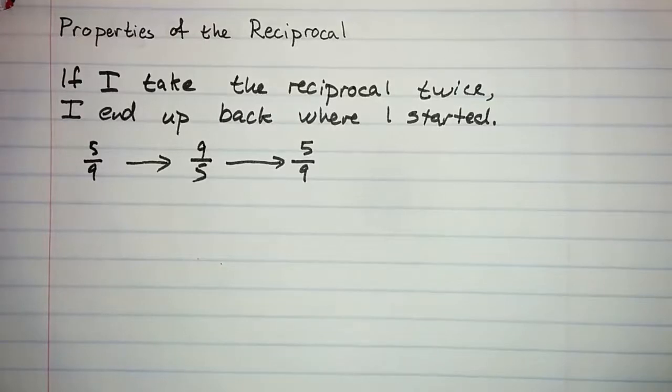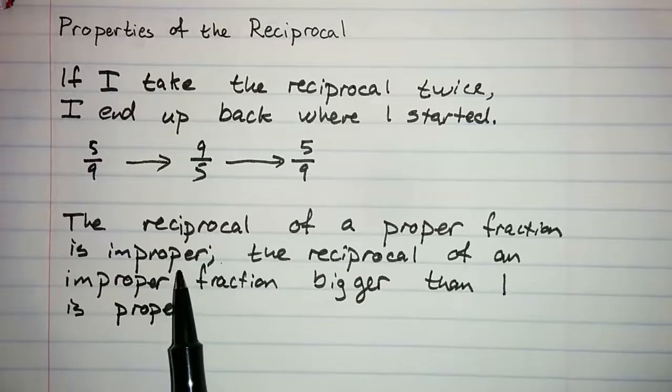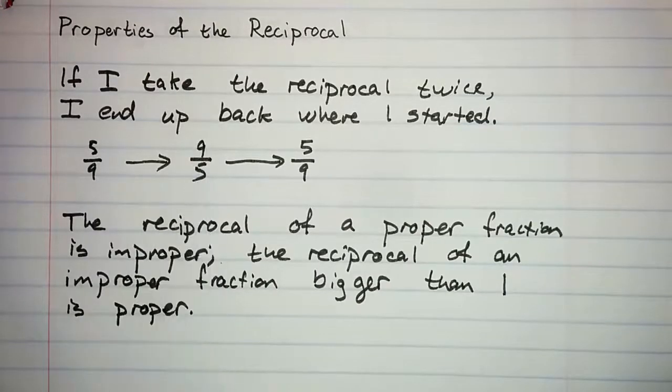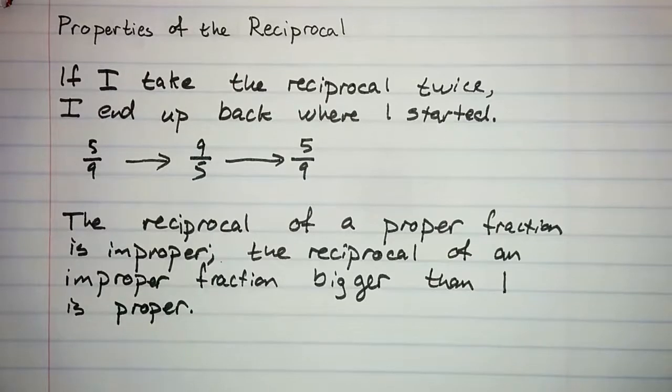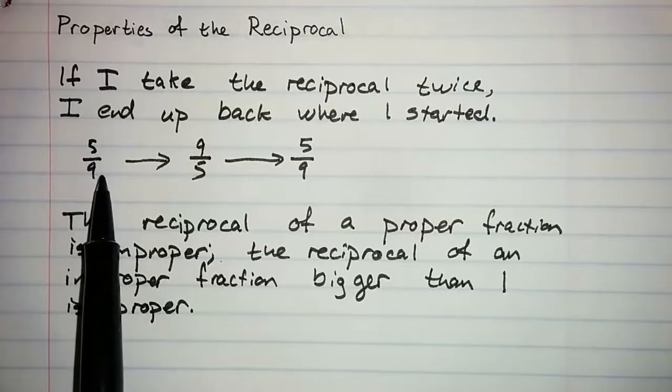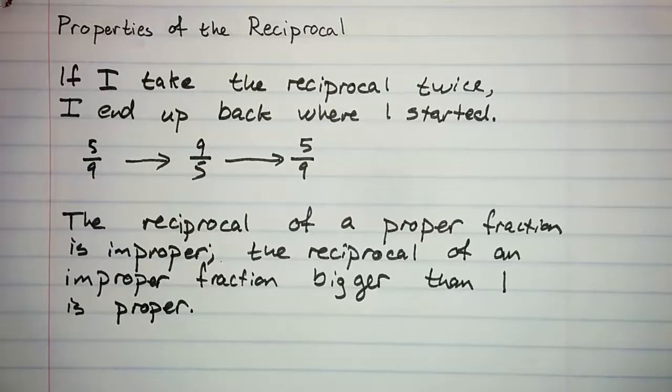There are a couple of other easy to see properties. The reciprocal of a proper fraction is improper. If I start with 5/9, take the reciprocal, I get 9/5. Right? If I start with a fraction whose numerator is smaller than its denominator, take the reciprocal, I'll end up with a fraction whose denominator is smaller than its numerator, of course. The reciprocal of an improper fraction bigger than 1 is always proper.